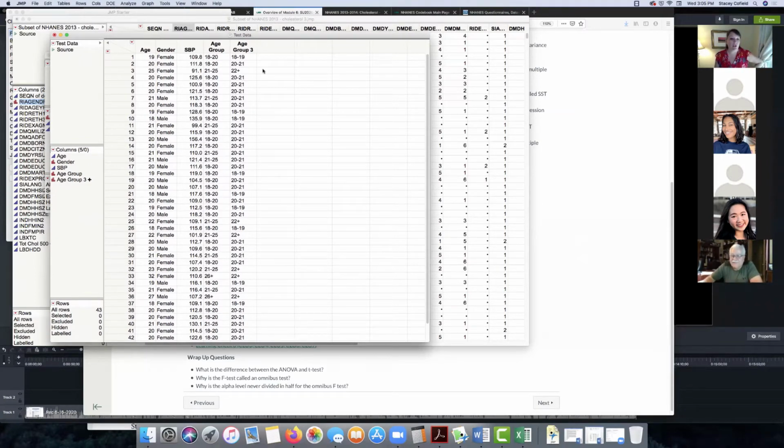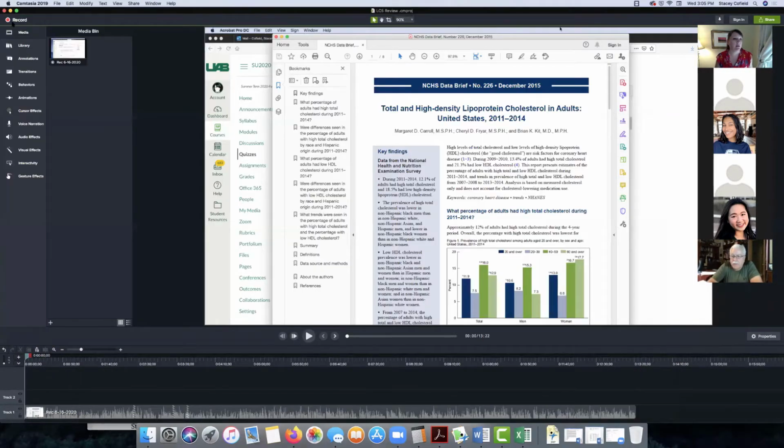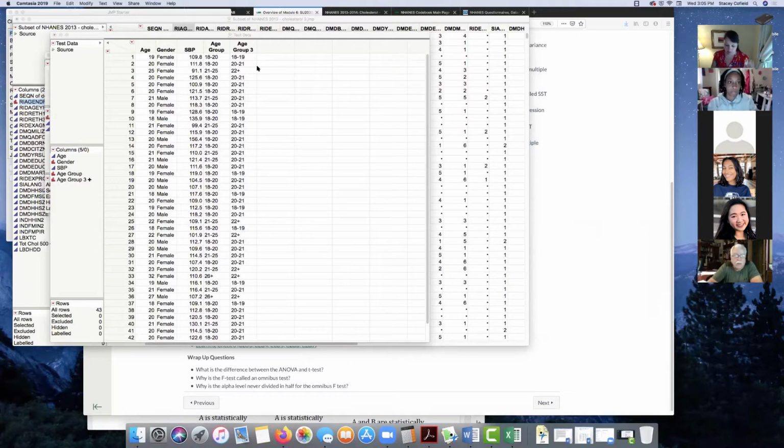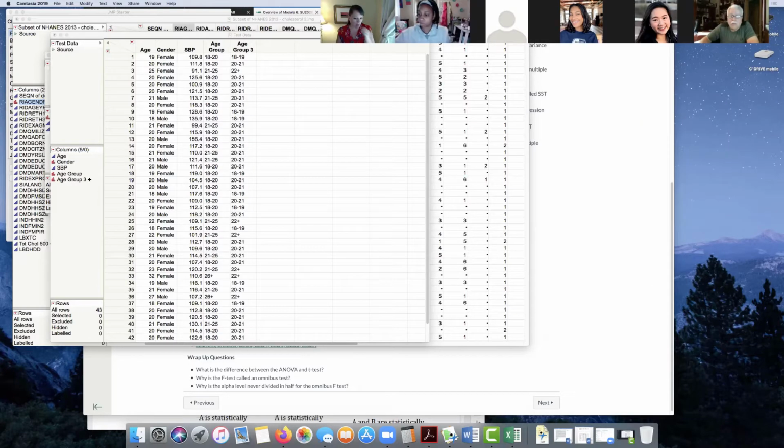So the very first question within ANOVA, let me close my video down here, is: are A and B different? Like that's a t-test. Then we get into A, B, and C, and we think about, well, if the F-test says they're different, then where's the difference?